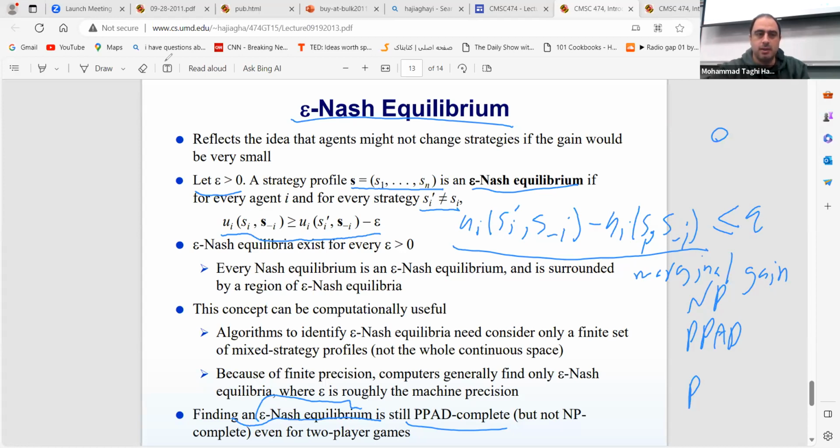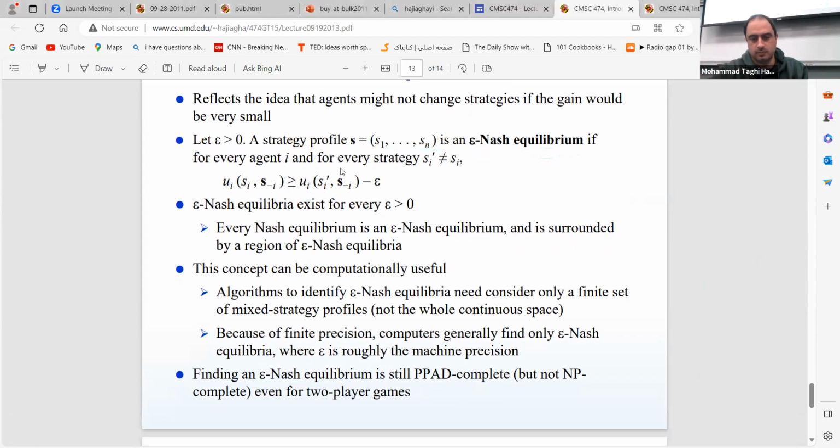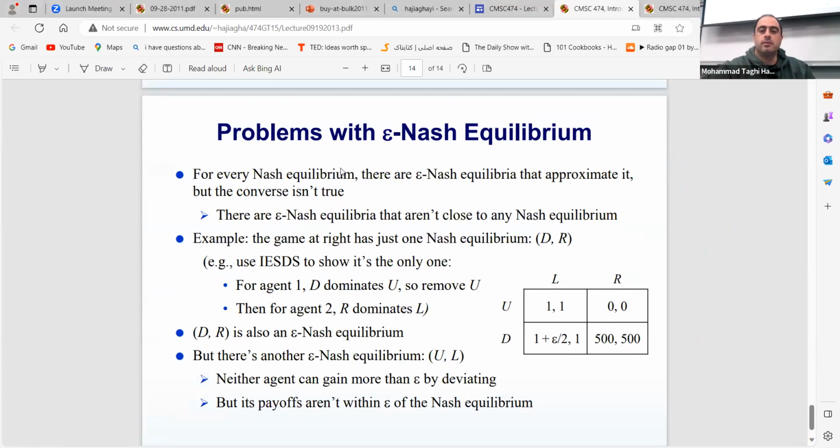But another interesting thing is whether epsilon Nashes and Nash are close to each other or can be quite far from each other. Let's see this example, which is a good one actually. As we discussed, for every Nash equilibrium, there are some epsilon Nash equilibria which approximate it, or are close to it. So for each Nash equilibrium that you consider, there is some epsilon Nash approximated or very close by. But the converse is not true. There might be some epsilon Nash that nearby there is no Nash essentially. All the Nashes are very far from it.